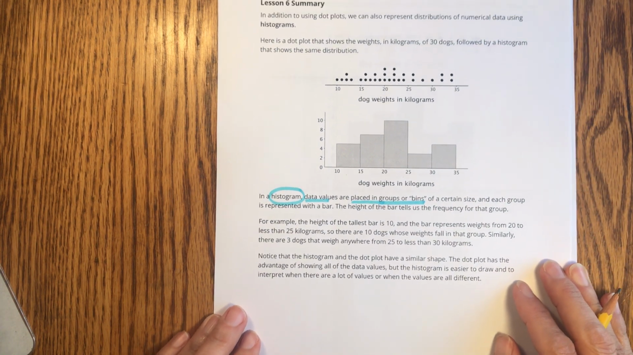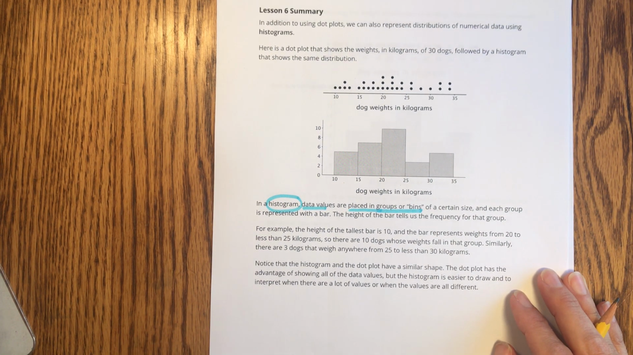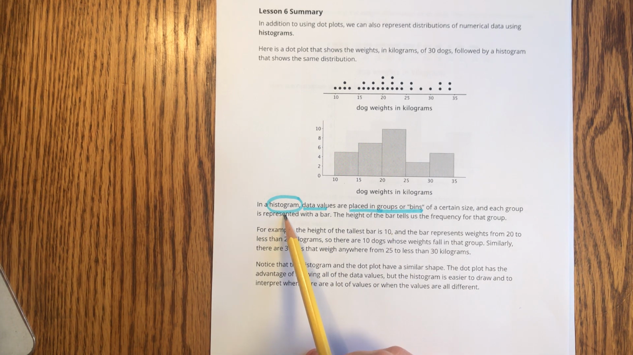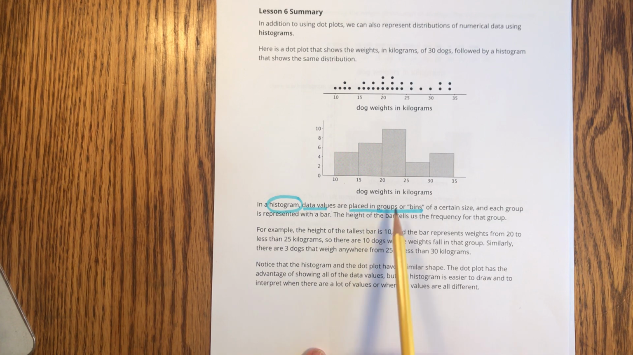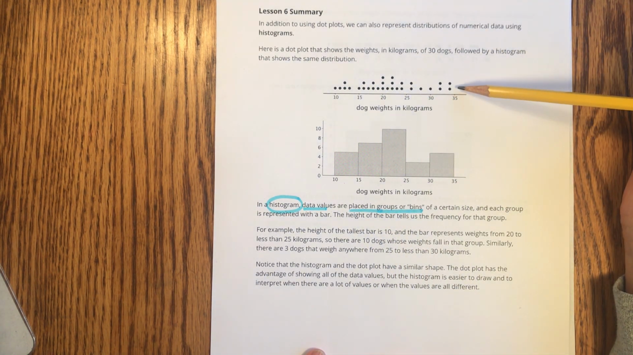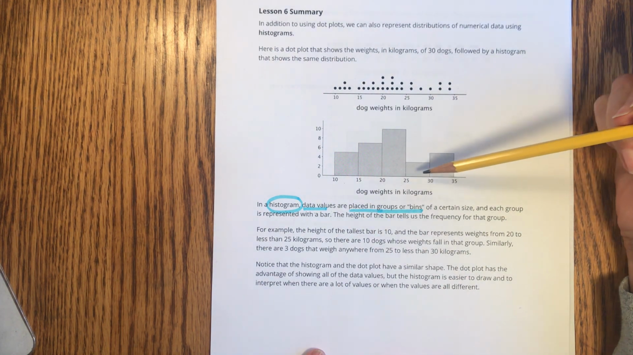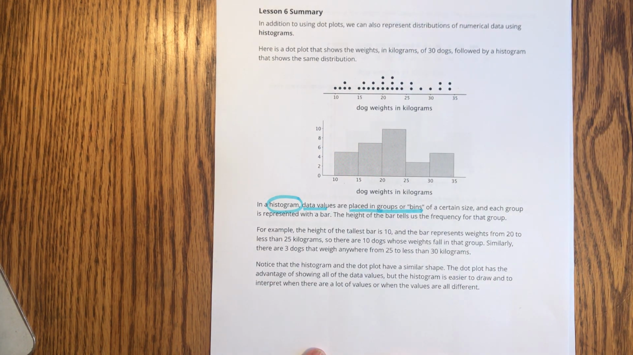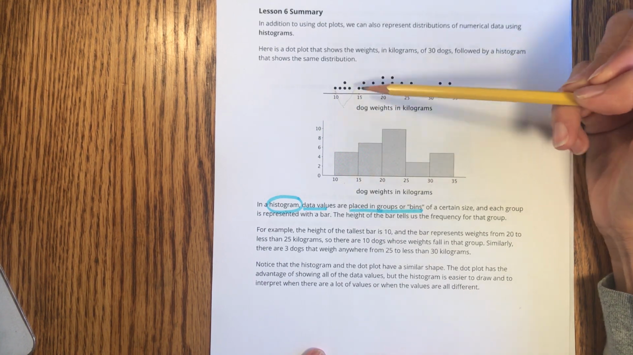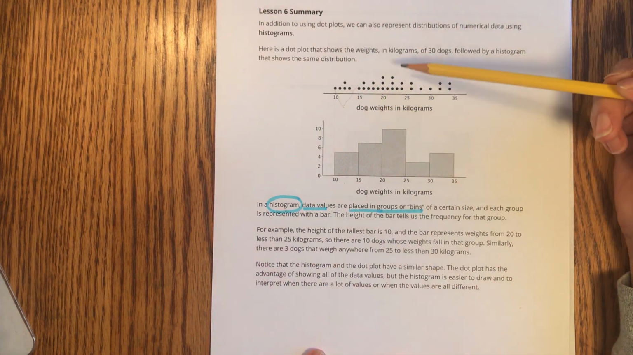Again, today the idea was learning what a histogram is and also knowing why you would use it and how it's different from a bar graph. And I highlighted some information here. It says in a histogram, data values are placed in groups or bins. So again, there's this dog weights dot plot, and then we've got this histogram. And it's nice because they've got these values and they kind of funnel into one category instead of having to count up all the dots.